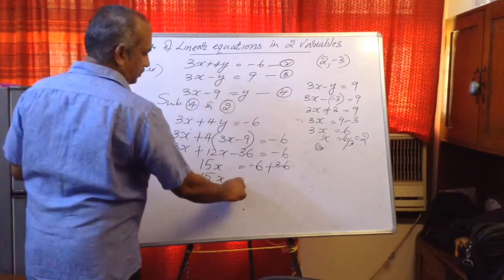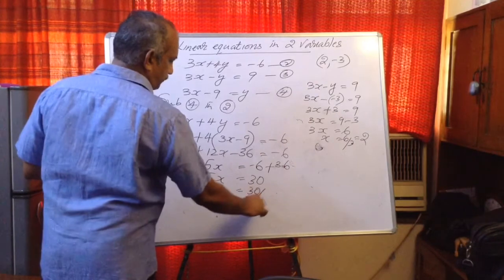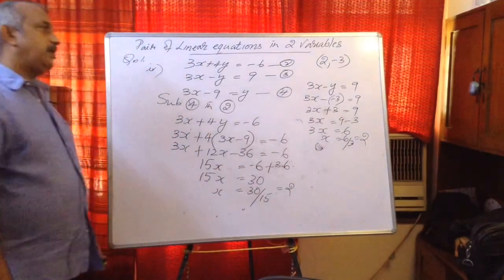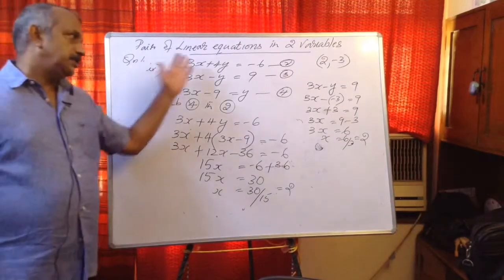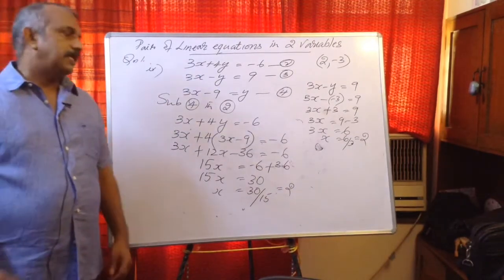15x is equal to 30. x is equal to 30 upon 15, which is equal to 2. So same, x is equal to 2. Now substitute in any one of the equations. You will get y is equal to minus 3.